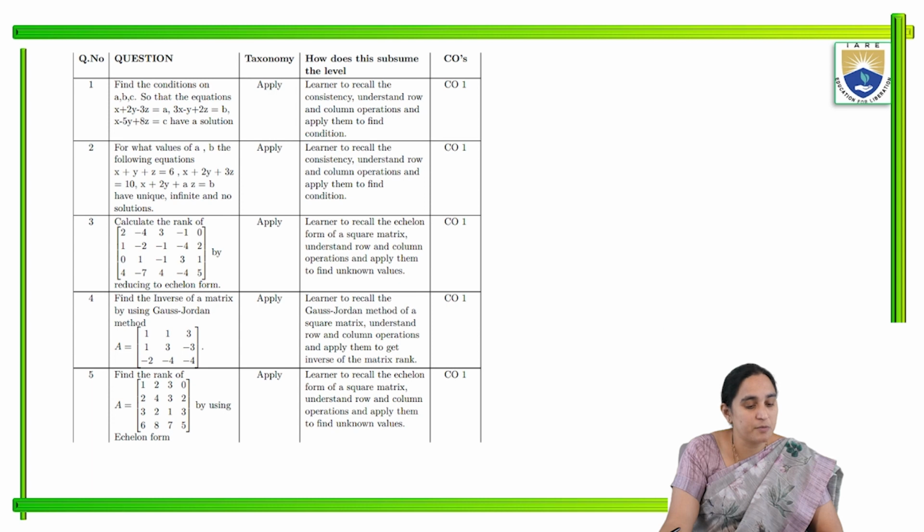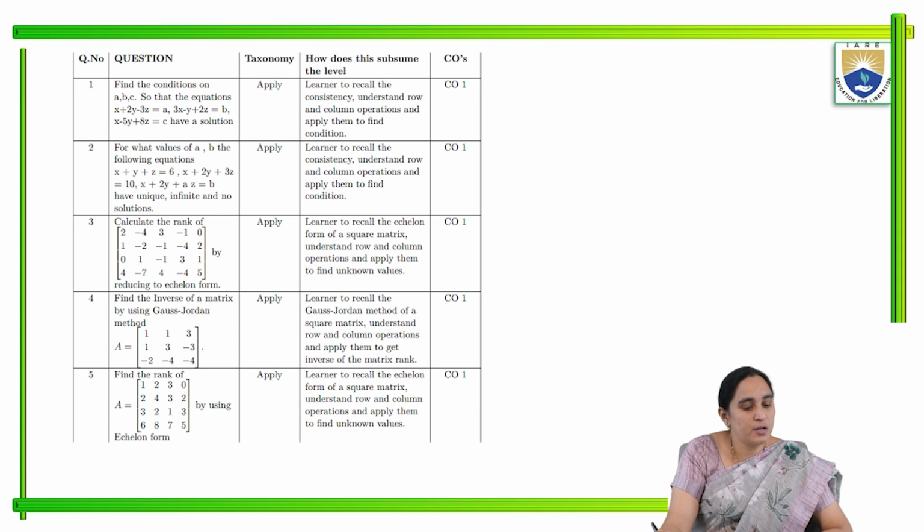Find the conditions on A, B, C so that the equations x plus 2y minus 3z is equal to A, 3x minus y plus 2z is equal to B, and x minus 5y plus 8z is equal to C have a solution. First of all, we have to verify whether it is consistent or not. We already discussed each and every topic, so for this question you have to verify whether it is consistent or inconsistent. From that, we have to find the C value.